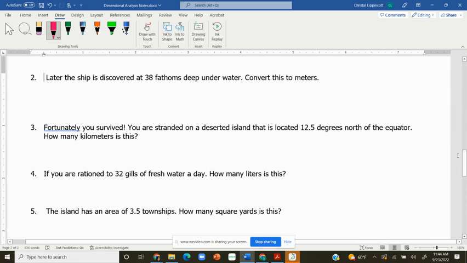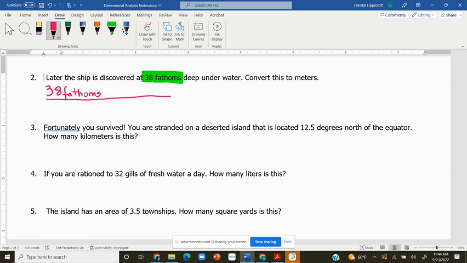Later, the ship is discovered at 38 fathoms underwater. So again, we always start with what we're given. So we're starting with 38 fathoms. I want to get rid of fathoms, so I know the very next unit that I'm going to write down is what? And where is it going to be? Top or bottom? Bottom, because it goes on the opposite side.